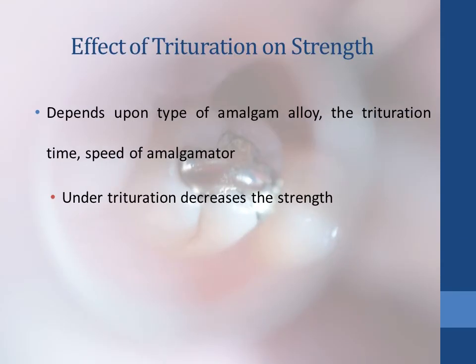Now let's talk about trituration. Trituration is basically the means by which we carry out amalgamation. Practically, we'll be doing it manually. I'm showing you the demonstration as well. Trituration is simply the mixing of amalgam alloy with liquid mercury. The process is called trituration.